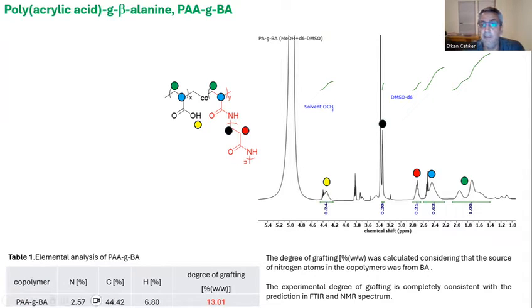When we see the NMR spectra of the beta-alanine grafted polyacrylic acid, we see both beta-alanine signal protons and polyacrylic acid protons. The elemental analysis has been performed and the nitrogen content has been obtained, and after calculation, the degree of grafting is found as 13% by mass.